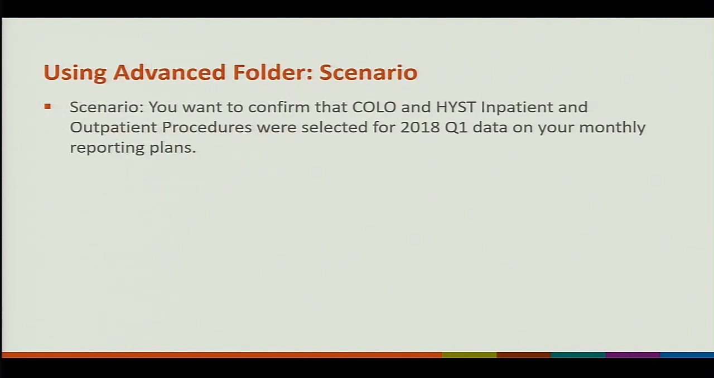So we're going to do one more scenario, then I think we'll move to questions. The scenario we want to look at using the advanced folder is you want to confirm that colo and HIST inpatient and outpatient procedures were selected for 2018 Q1 data on your monthly reporting plans.